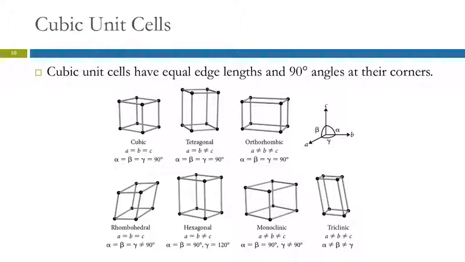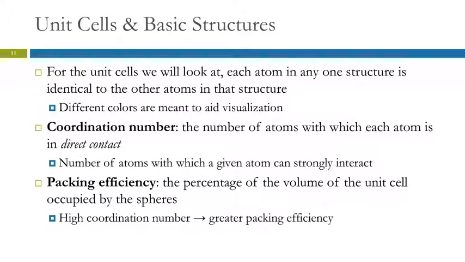We can change the angles and the lengths of the sides and come up with all these different types of shapes. And all of those are present in various crystalline solids. We're, for the most part, just going to be looking at the cubic ones, but the others are there. We're going to look at unit cells where all of the atoms are identical. We're going to use some different colors, but that doesn't mean that those are different atoms. It's just to help us to be able to see more clearly.